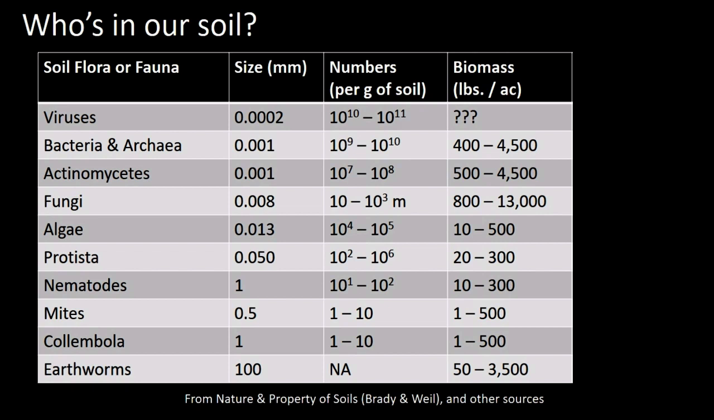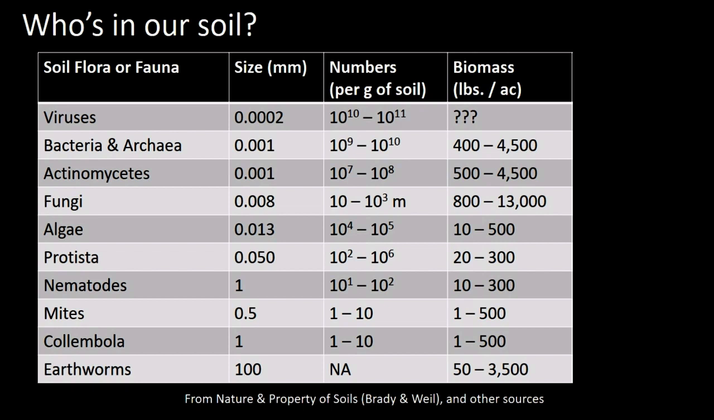Okay, so these are all the soil flora and fauna, or animals and microbes, sorted by smallest to largest. Here's their size in millimeters, their numbers per gram of soil. That could be anywhere between 100 billion viruses or more, to an earthworm that doesn't even fit in a gram of soil, right? That's why it's not applicable. And this is the biomass estimates. This is from Brady and Weil in a microbiology textbook that I've used.